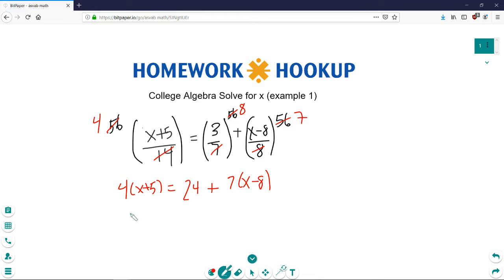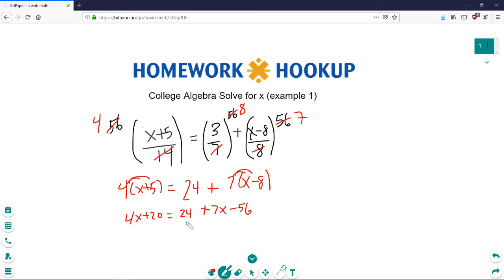Alright, so we're going to continue. I'm just going to start distributing on this side. Distribute the 4. So what we get on this side is 4x + 20 equals 24, which stays the same. Then we're going to distribute the 7x, right? So 7 times x is just 7x, and then 7 times negative 8 is going to be a negative 56. Very good.